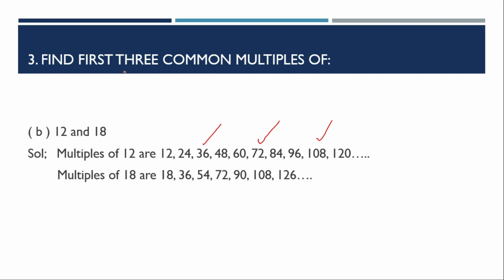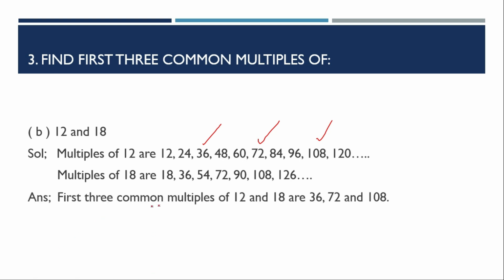So first try to write only 10 multiples and find out. If you are not getting the third one, then you can extend. That is, you can find the other multiples and get the answer. Okay. So first 3 common multiples of 12 and 18 are 36, 72 and 108. Next.